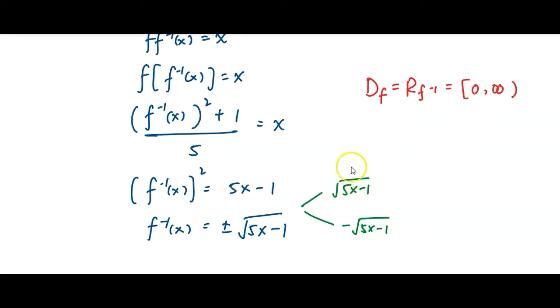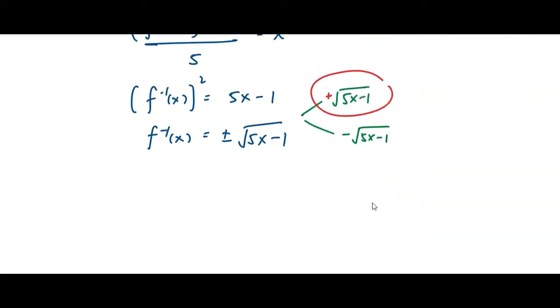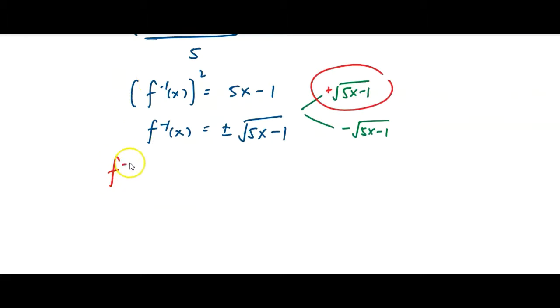Let's consider the first function. Square root of 5x minus 1 is always producing a positive number because of the square root here and having the positive sign. If you have a negative sign for the square root, it is always producing a negative number. Since the range of the f inverse given here is from 0 to infinity, we are going to choose the first function, which I will make my conclusion. f inverse will be equals to positive square root of 5x minus 1.